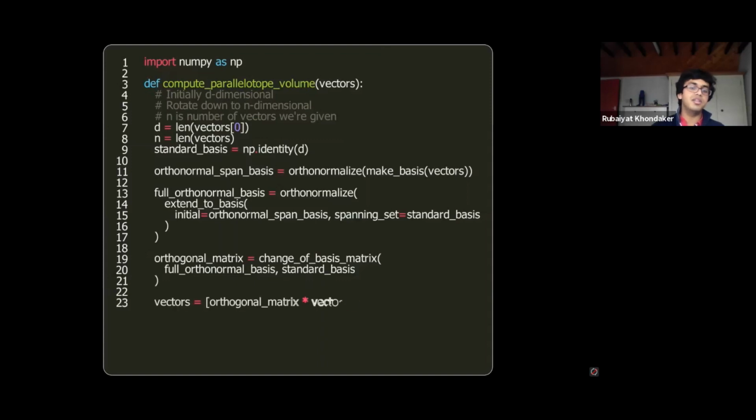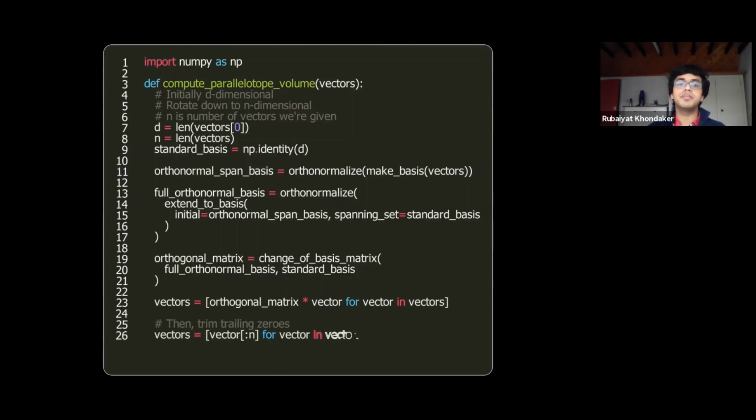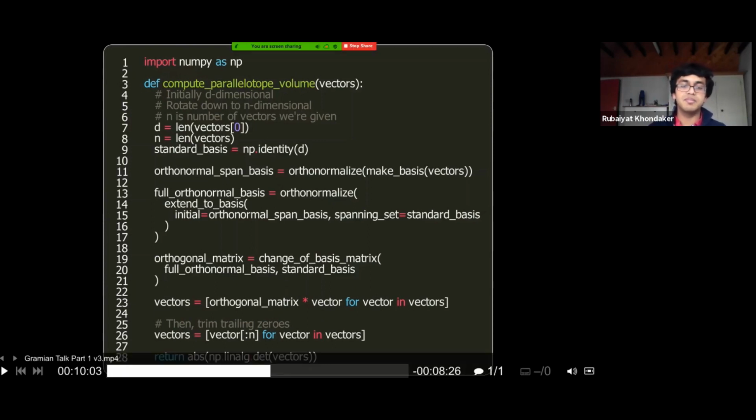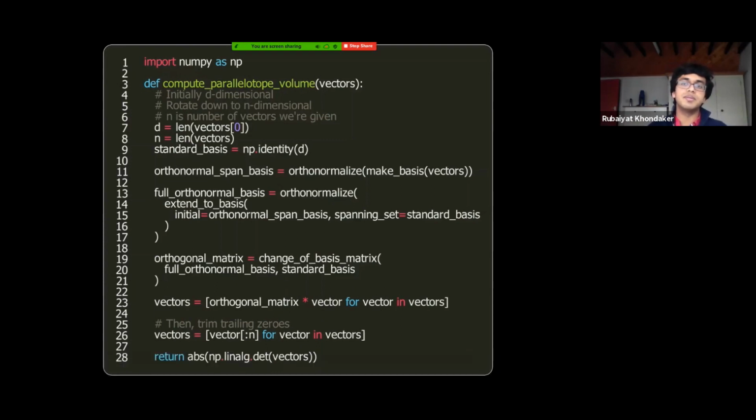So we apply the orthogonal matrix to each vector. Here I'm just using a list comprehension in Python. I'm not sure if you've seen that before. Then we remove those trailing zeros to make them n-dimensional. And after that, you return the absolute value of the determinant of the matrix formed by those vectors. So this is all the code. Well, it's not all the code. It's like one function from the code.